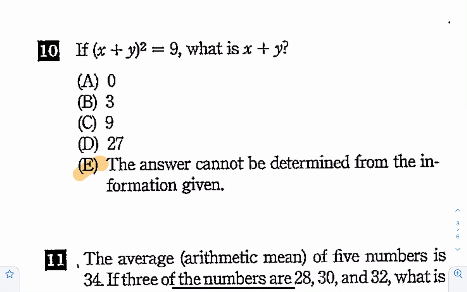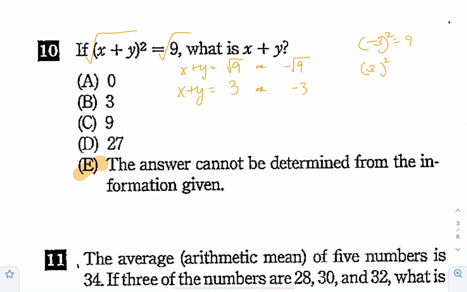Next, for number 10, (x + y) squared is equal to 9. What is x plus y? So here you have x plus y being squared, and that's equal to 9. So you can take the square root of both sides. That tells us that x plus y is equal to the square root of 9, or it can also be equal to the negative square root of 9, because you can also have negative 3. Remember, negative 3 squared is equal to 9, and 3 squared is equal to 9.